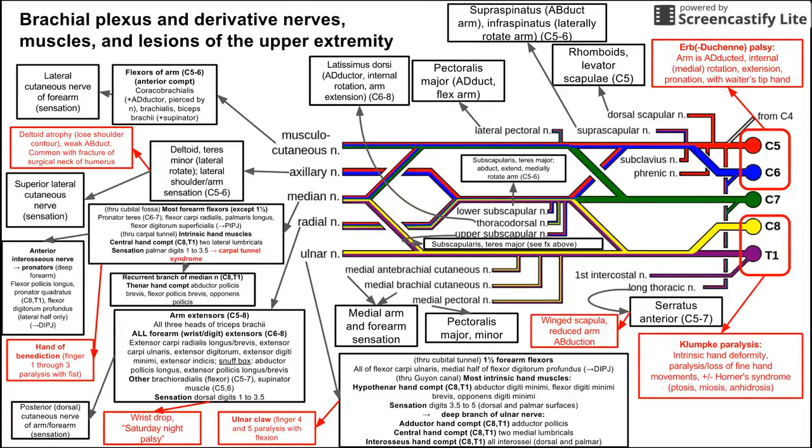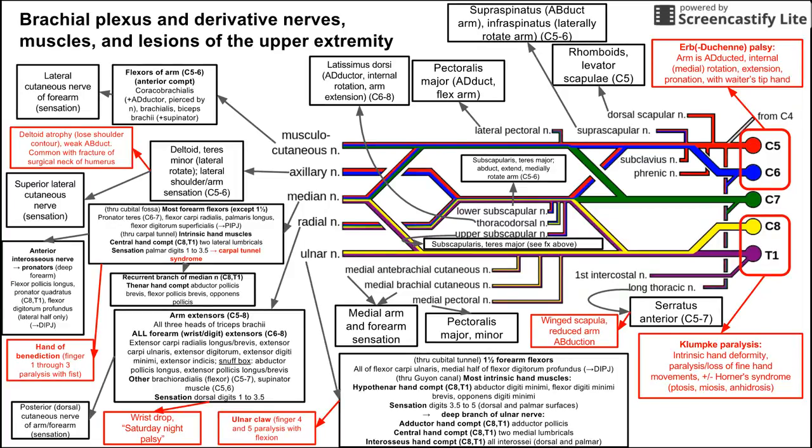If you have similar damage to the roots C8 and T1, that's called Klumpke's paralysis, which has an intrinsic hand deformity. You also get paralysis and loss of the fine hand movements, primarily because that ulnar nerve is damaged. And because Klumpke's paralysis can involve the root T1, you can also get a Horner's syndrome, which is the triad of ptosis, miosis, and anhidrosis. It's a big association with Klumpke's paralysis.